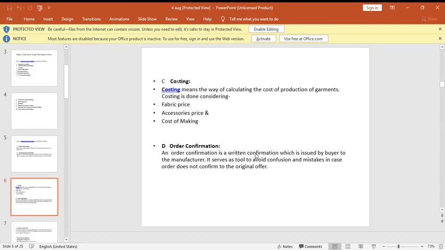Costing. Costing means the way of calculating the cost of production of garments. Costing is done considering fabric price, accessories price, and cost of making. This is about costing. And third one, that is order confirmation. An order confirmation is a written confirmation which is issued by a buyer to the manufacturer. It serves as a tool to avoid confusion and mistakes in case the order does not conform to the original offer.